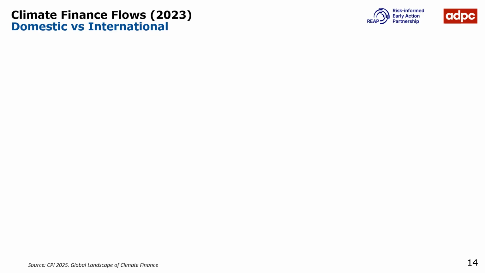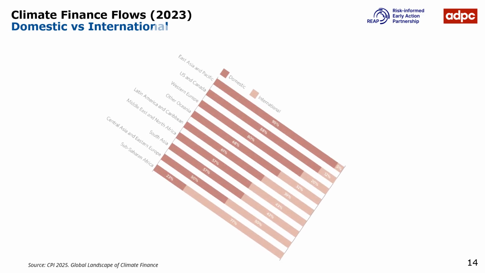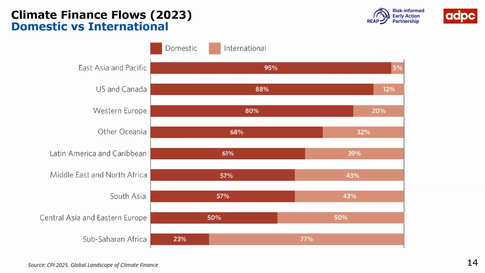This slide adds another layer: whether climate finance is raised domestically or internationally. In many higher income or larger economies, climate finance is predominantly domestic. In more vulnerable and lower income regions, international finance can play a much larger role. The message is that climate finance is unequal not only in volume, but also in structure. Regions with stronger economies can mobilize more domestic and private finance. More vulnerable regions often depend on international public and concessional finance.